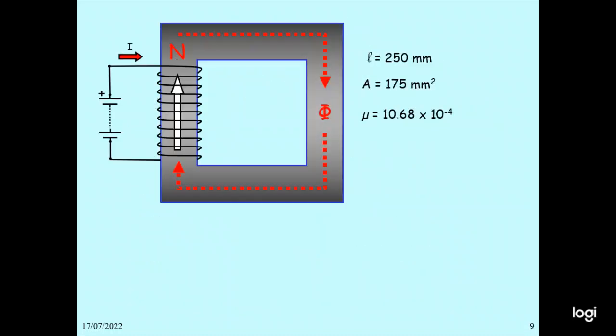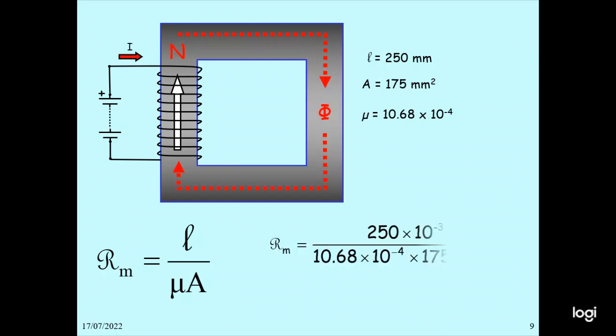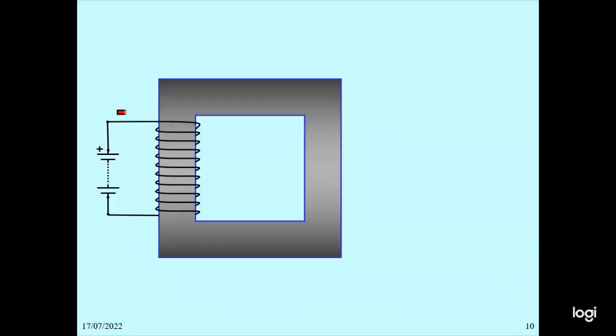So in this case, for the circuit, you can see the length of the circuit is 250 millimeter, the area is 175 millimeter square, and mu is 10.6 times 10 power minus 4. Rm can be calculated as l divided by mu A. So this is 250 times 10 power minus 3 divided by 10.6 times 10 power minus 4 multiplied by 175 times 10 power minus 6. You get 1.337 times 10 power 6 ampere turn per Weber. We calculated this, and the current flows here.